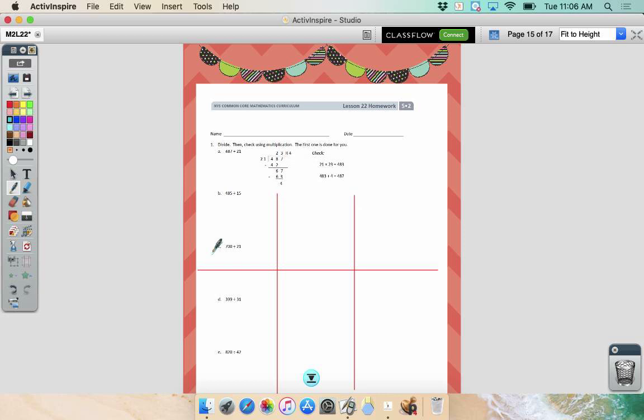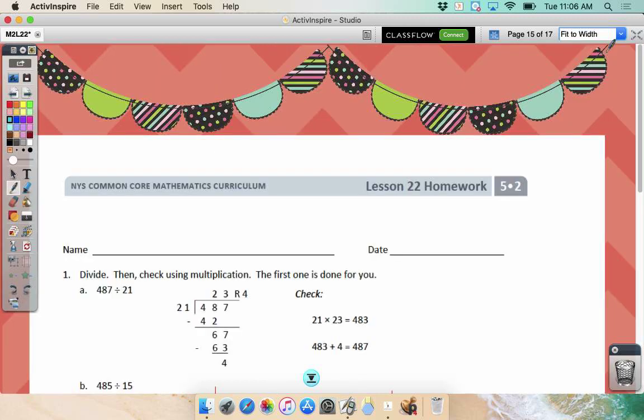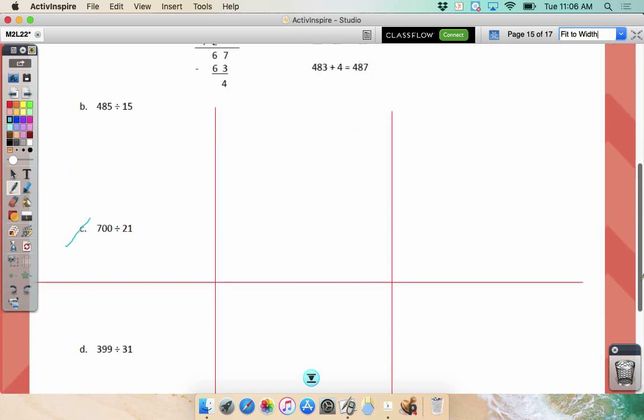Okay, so let's cross off C and E, and we're going to do B and D this time. Bless you. Wait, which one? Cross off C and E. So step 1, write the problem. Okay. Step 2, estimate.